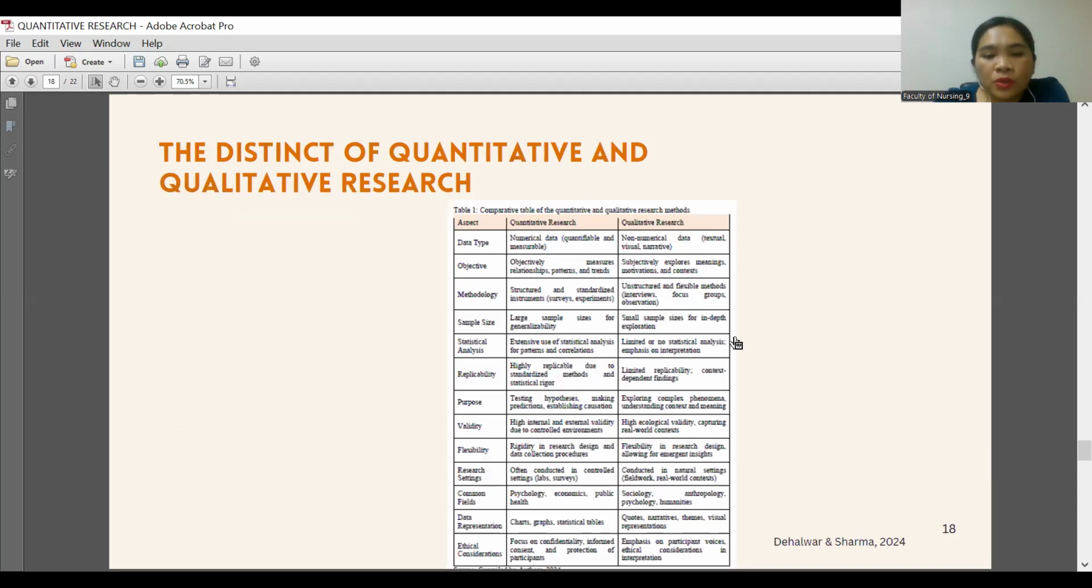You can also read the distinction between quantitative and qualitative research. I already put here a lot of differences. For example, data representation. Like I said before, for quantitative, the data will be displayed in charts, graphs, and statistical tables. But in qualitative, they will only have narrative themes, something like that. For the sample size, quantitative has a large sample size, while qualitative only has a small sample size. And please understand these tables.